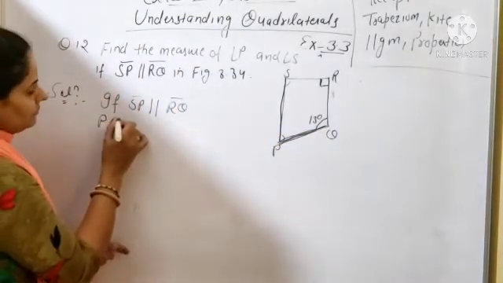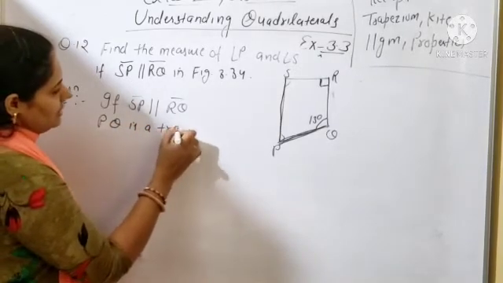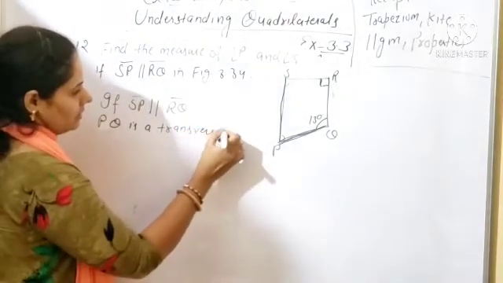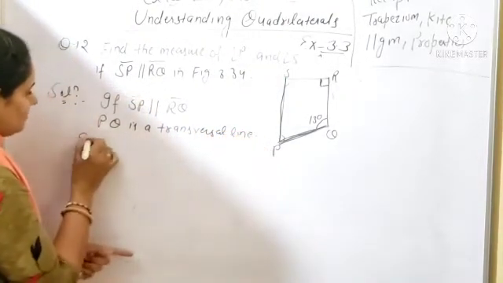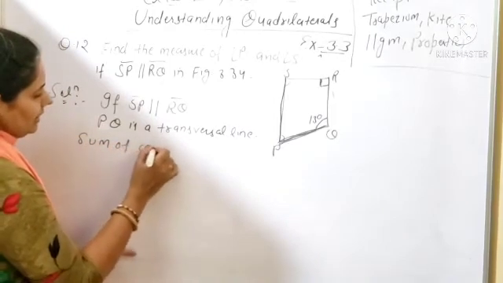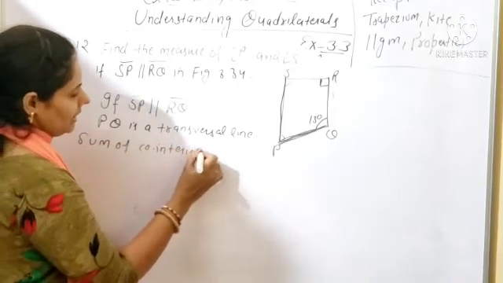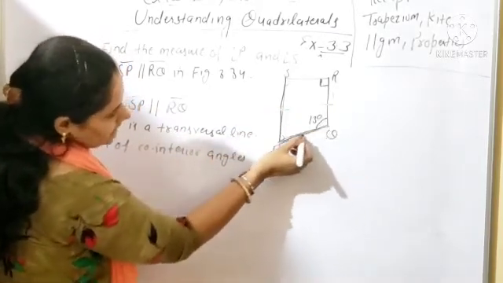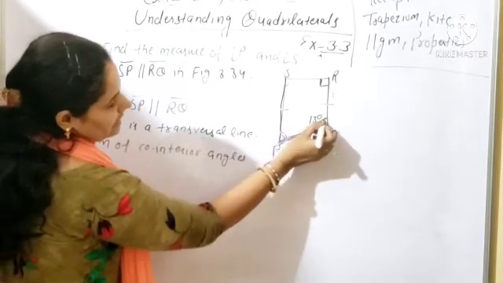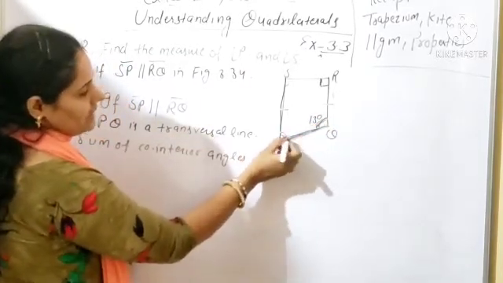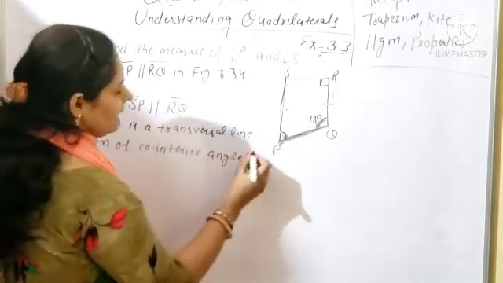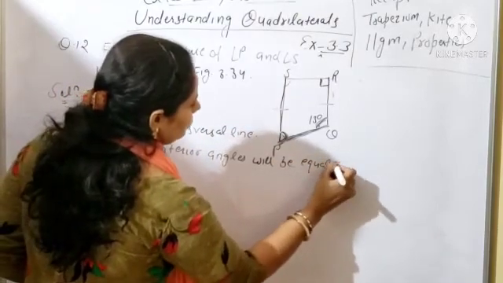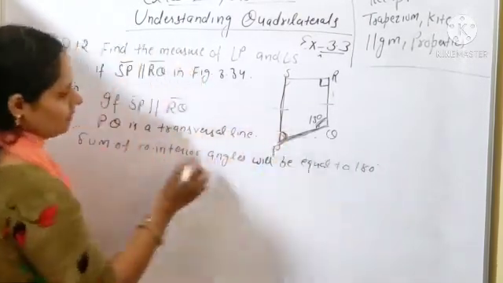Here you will write PQ is a transversal. Okay, SP is parallel to RQ and PQ is a transversal line. So you can apply the property sum of co-interior angles. Okay, this line is parallel to this line beta, and this one is the transversal line. So this angle and this angle are interior angles, on one side of the transversal. So you can say sum of co-interior angles will be equal to 180 degree.